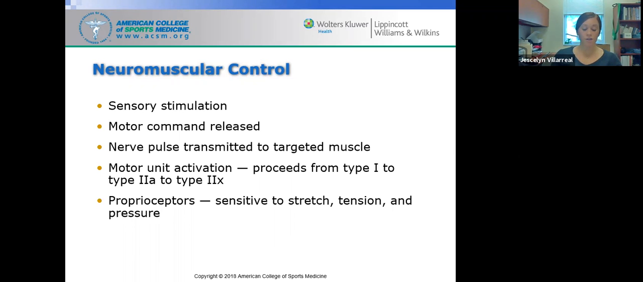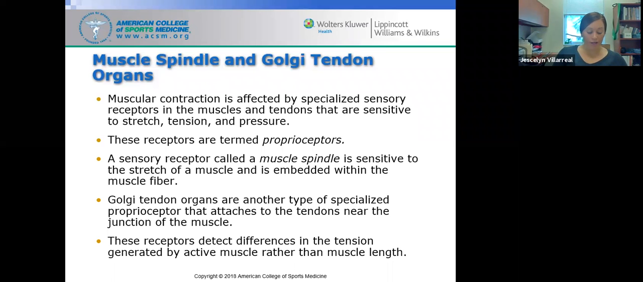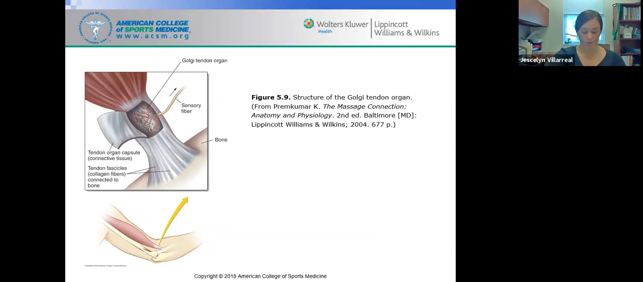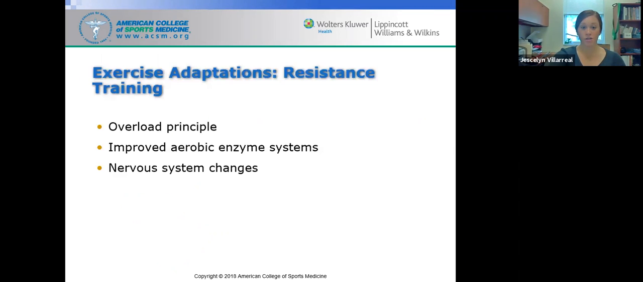So the motor unit is the functional unit of the neuromuscular system. It consists of the motor neuron, again, and the muscle fiber it innervates. Other than the motor unit, okay, the muscular contraction is affected by specialized sensory receptors in the muscles and tendons that are sensitive to stretch, tension, and pressure. Okay, so read more up on the Golgi tendon organ. It's also on page 156. This is the structure of the Golgi tendon organ.